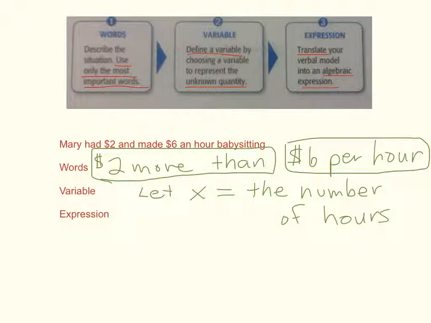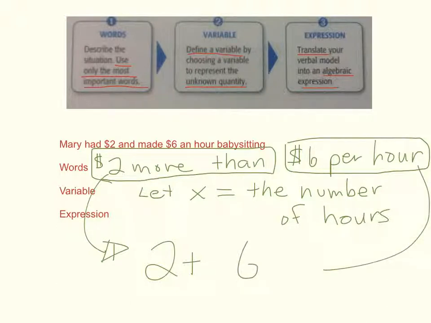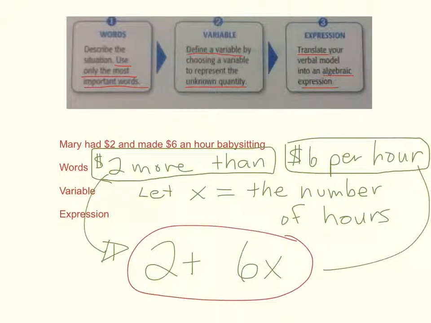Once you've done that, you can now turn it into a mathematical expression. 2 more than, as you've practiced earlier, just means 2 plus. $6 per hour is going to mean 6x, because x is the number of hours, and $6 per hour is 6 times the number of hours. So there is your mathematical expression. Now I know this is very simple, but when you get to the more complicated ones, you're going to be glad that you had this technique.